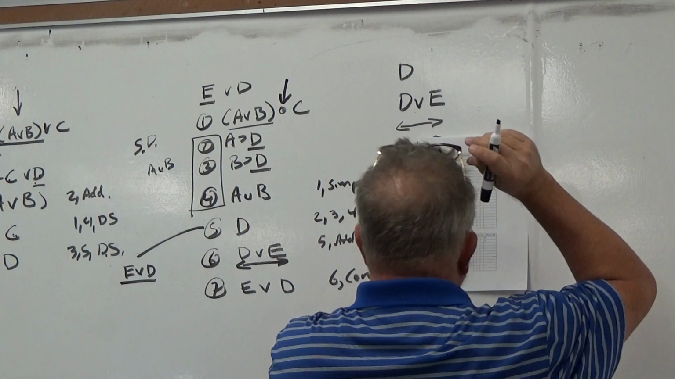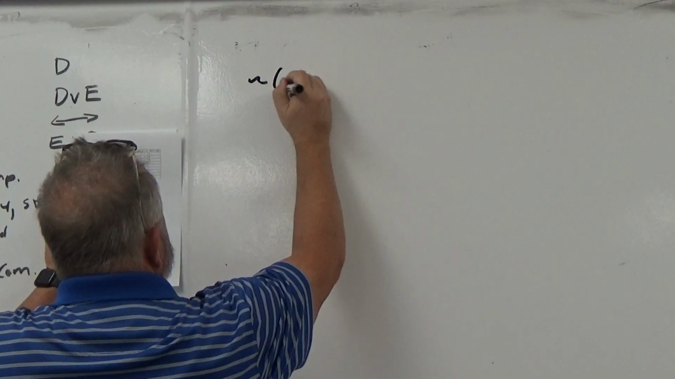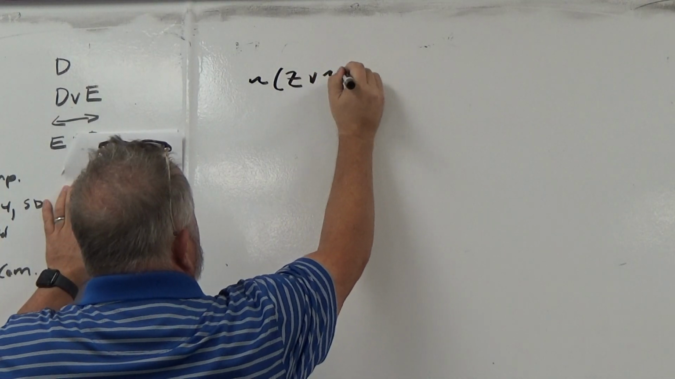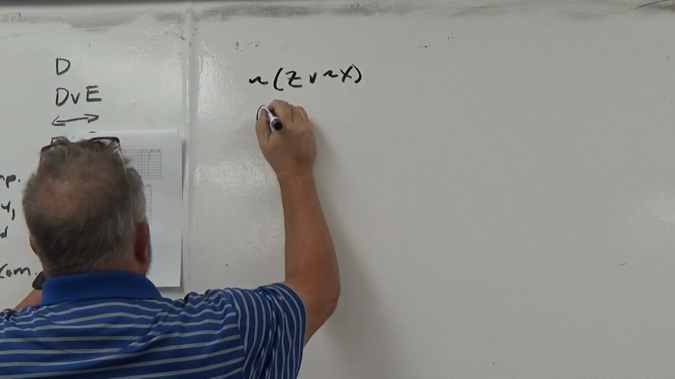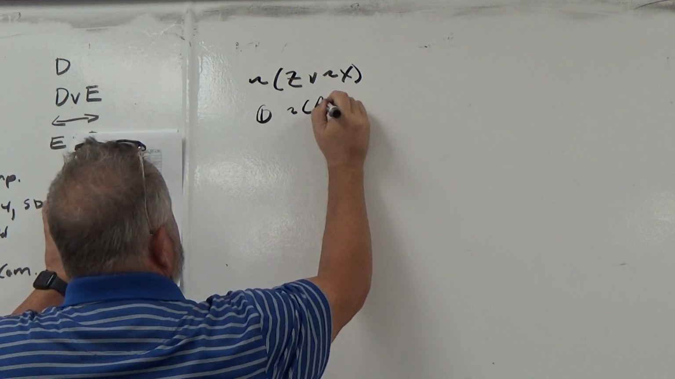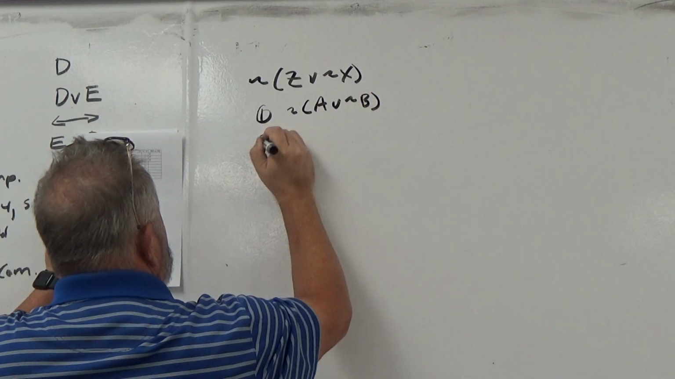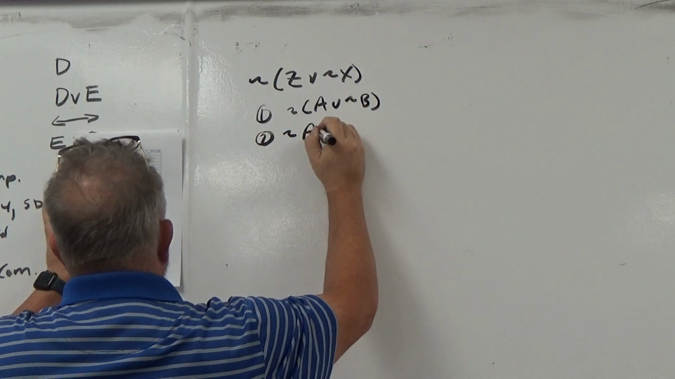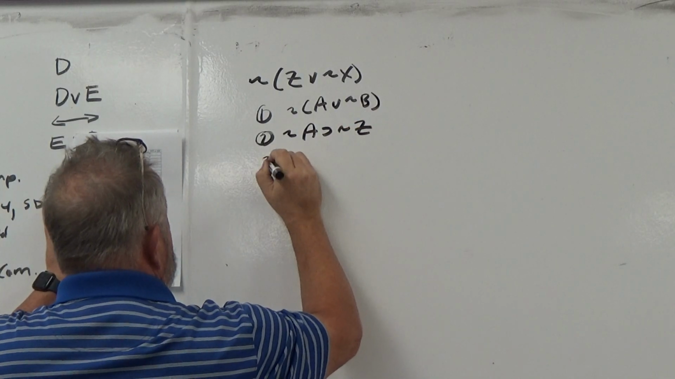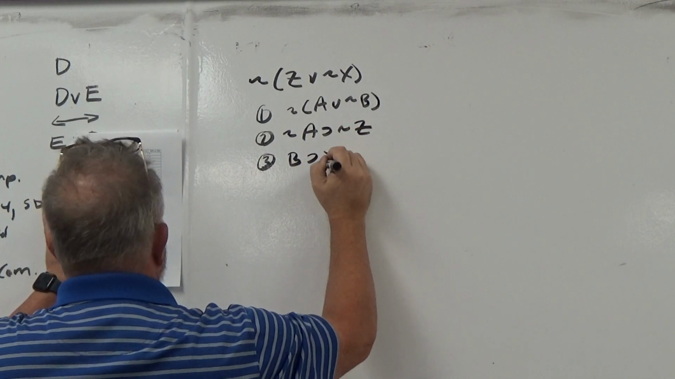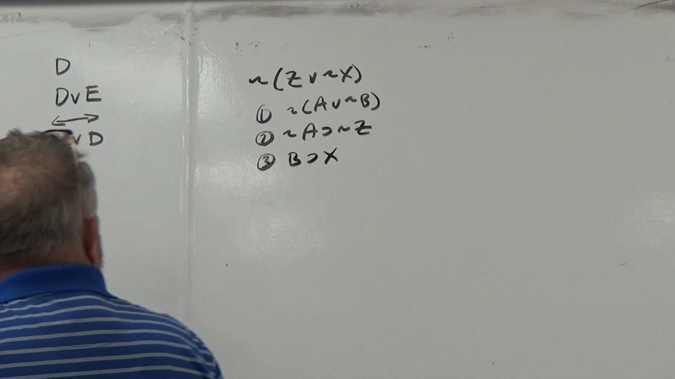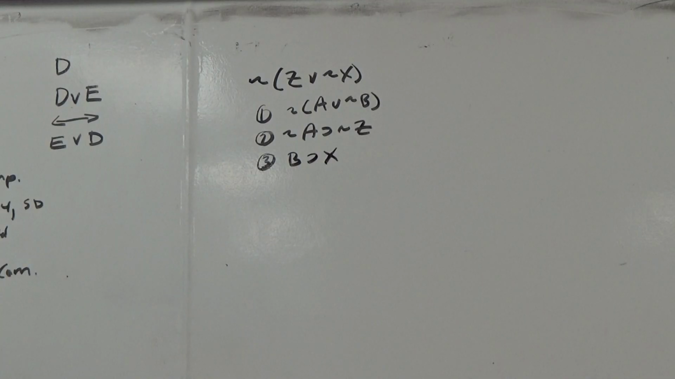Here comes 4. 4 is not Z or not X, and 1 is not A or not B. 2 is not A, then not Z. 3 is B, then X. Okay. So the first thing I'll do is I'll look for the not Z or not X in the premises, and I don't see it. And I don't see its opposite in an antecedent, okay?